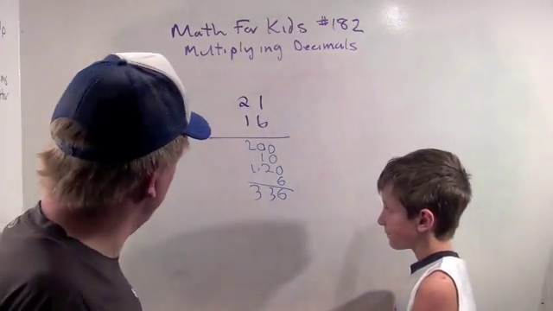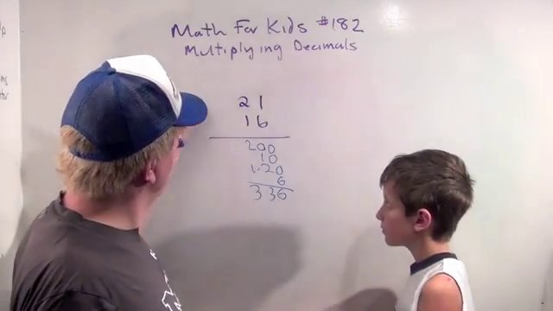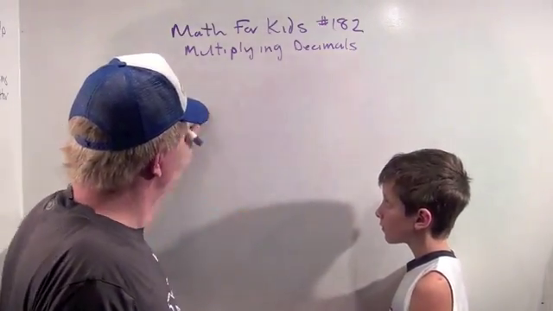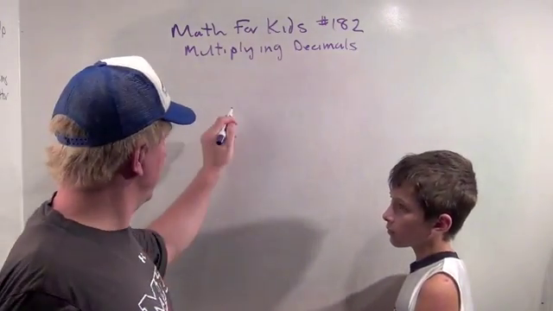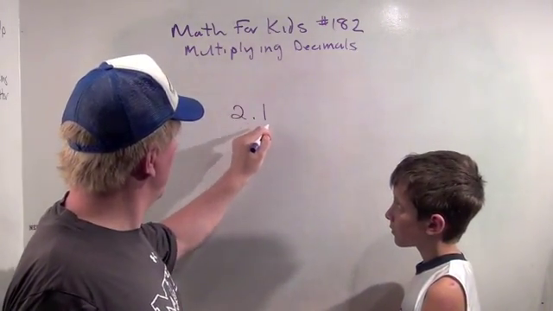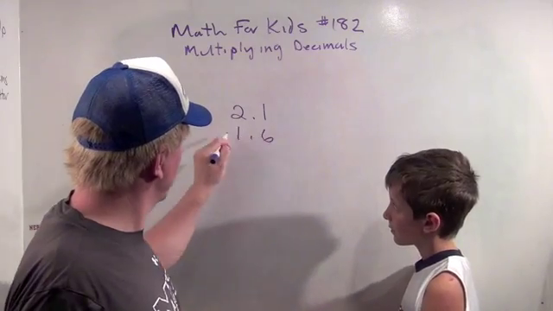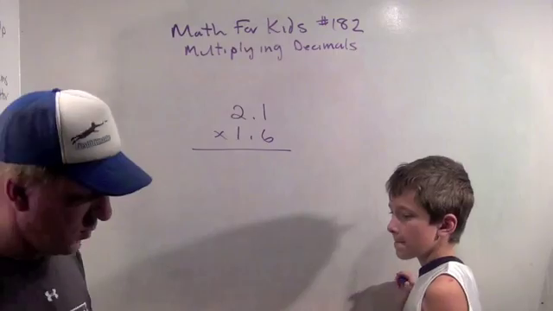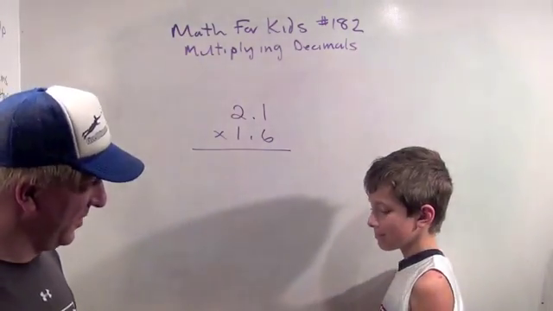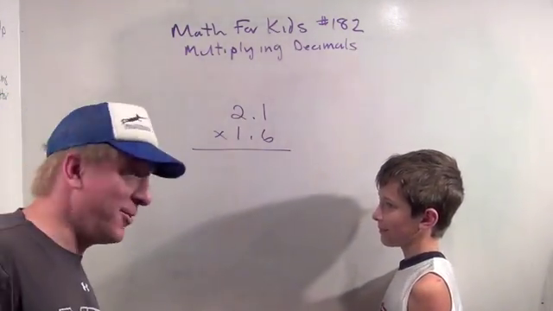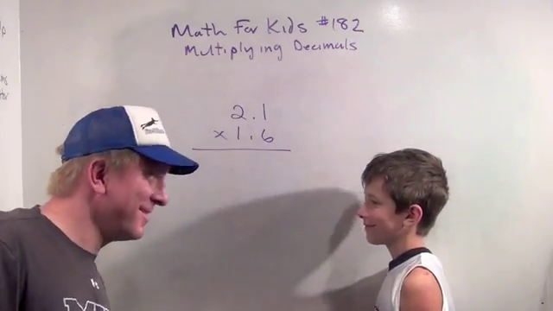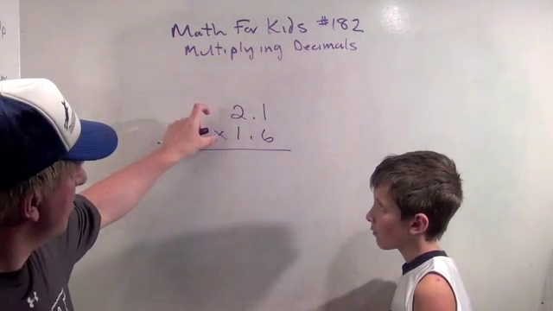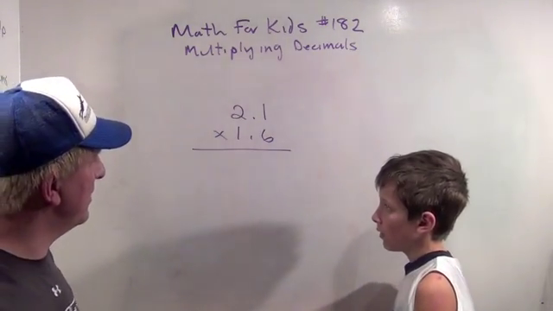Alright, so we know how to do that. But what if I gave you a totally different problem? Totally different than anything you've ever seen before. 2.1 times 1.6. Okay, wait. Whoa. Before you just jump into it. You've never seen this before, ever in your whole life, right? What is this going to be in between?